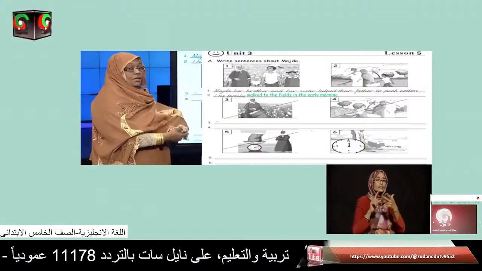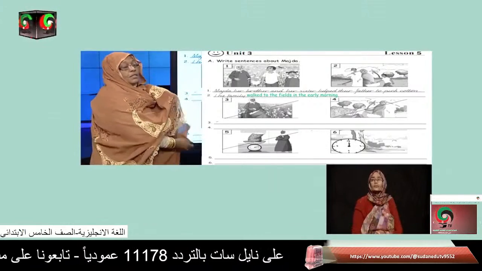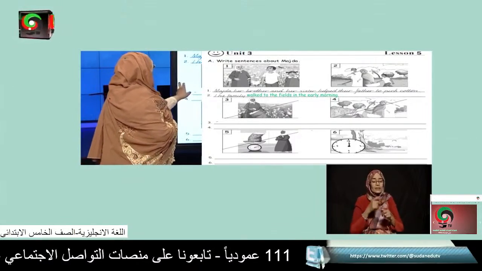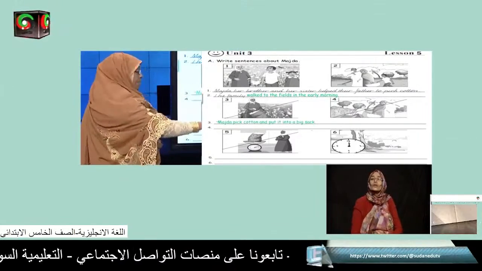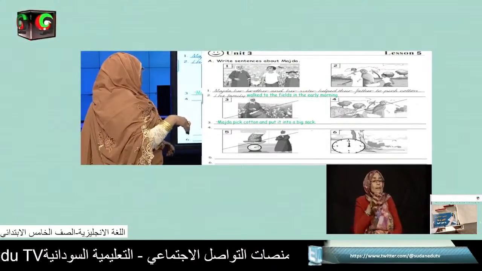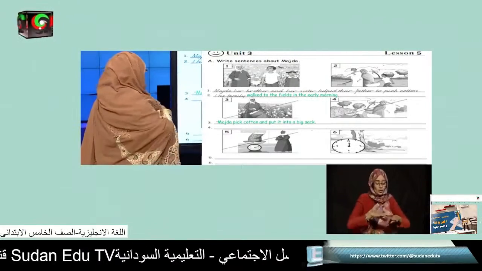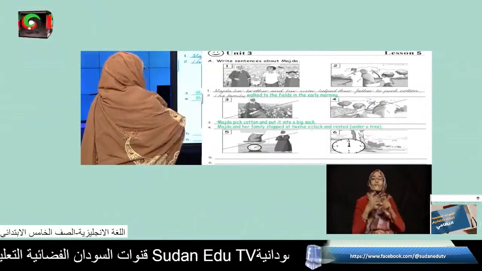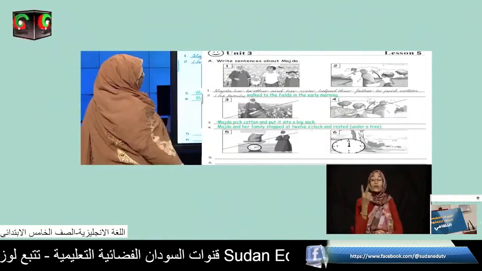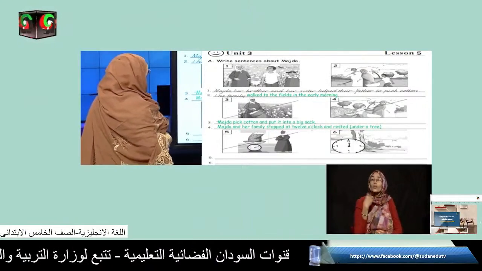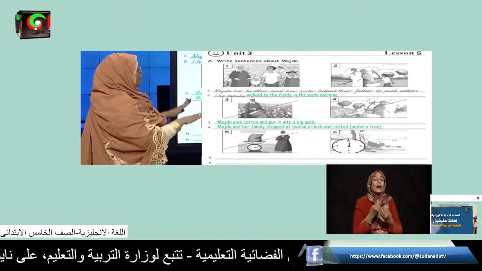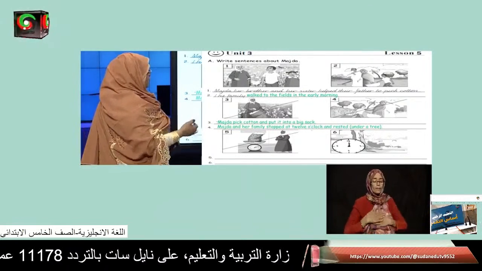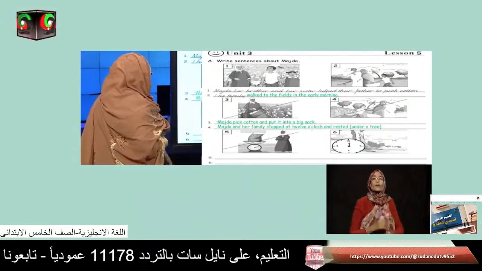Look at picture 3. Here, what can you see in this picture? Yes, you can see Magda. Let's see your answer for this picture. Magda picked cotton and put it into a big sack. Let's move to number 4. Look at 4. Here we can see that Magda and her family stopped at 12 o'clock and rested under the tree.